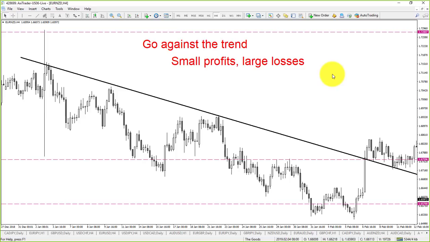it's got a strong bias. So if the chart is showing lower lows and lower highs, and 71% of the traders are long that same chart, I know we're in a downtrend.